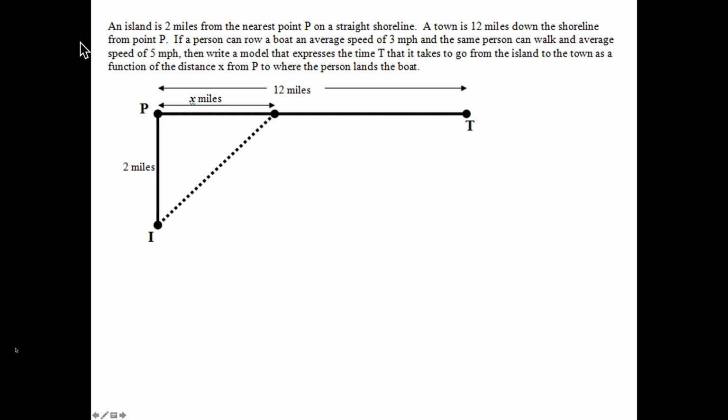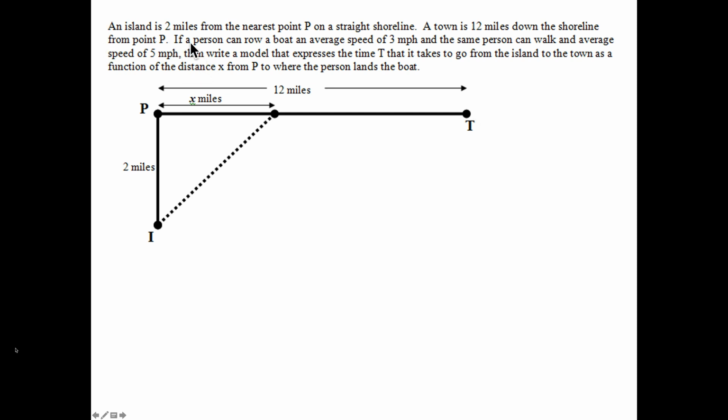All right, next example. It's a classic problem. An island is 2 miles from the nearest point P on a straight shoreline. So here's my island I to the point P. You might want to call it a pier or something like that on the shoreline, 2 miles apart. Now, from this point P down to the town to the right, due east if you will, is 12 miles apart.